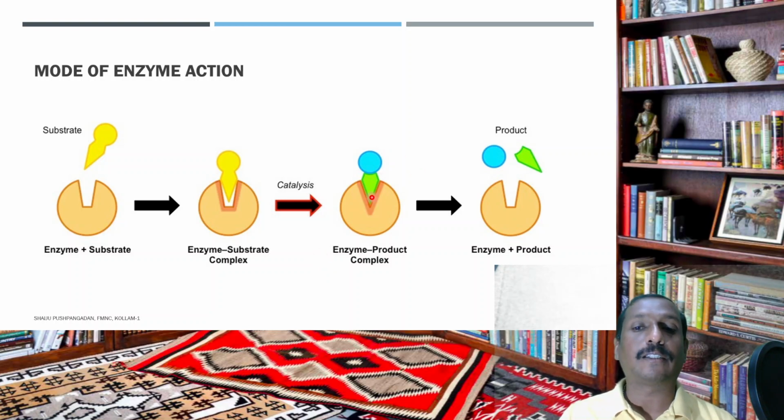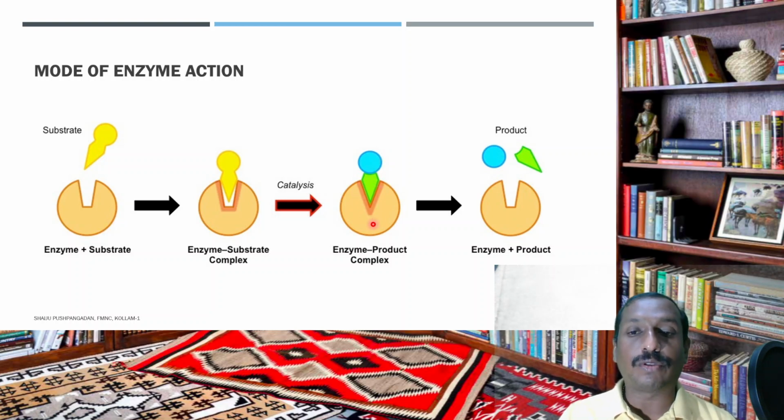And forming the products. So the enzyme substrate complex will be converted to an enzyme product complex. This is the substrate and this is the enzyme. Whenever the enzyme substrate complex is formed, the enzymes will lower the energy of activation. That process of lowering the energy of activation is called catalysis. When the energy of activation is lowered, what will happen? The substrates will react with each other, forming the products.